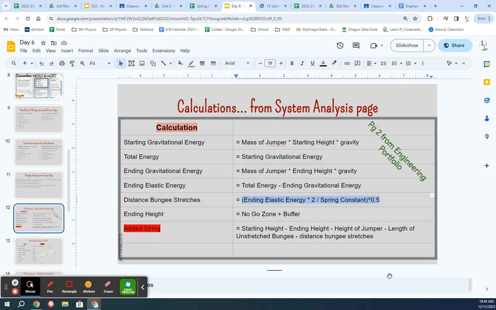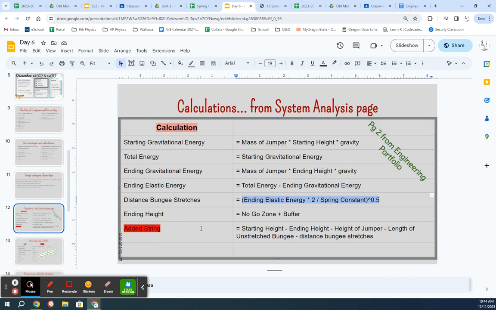The ending height, again, we're going to measure the no-go zone and we're going to measure the buffer. When you add those together, you get your ending height, where you want them to end. Added string is the final calculation. This is the most important part. This is the part that the operator wants. They want to know, how much string do I add to the bungee so that the person can have a fun bungee jump? We know how much the bungee is going to stretch. We just need to know how much string to get them to just the right location.